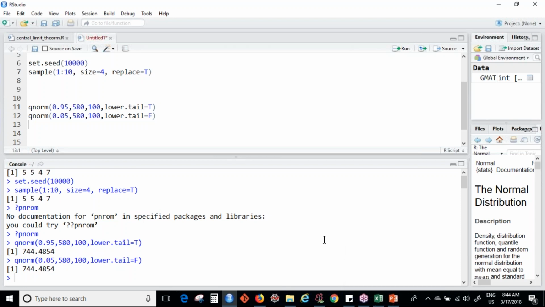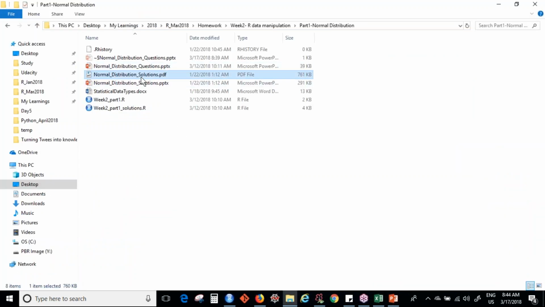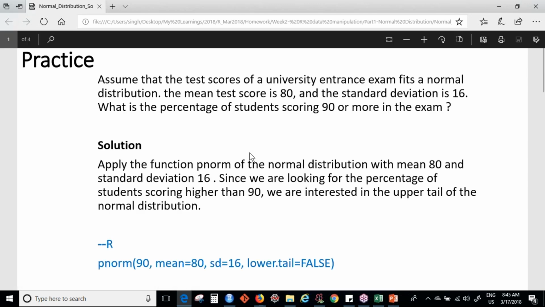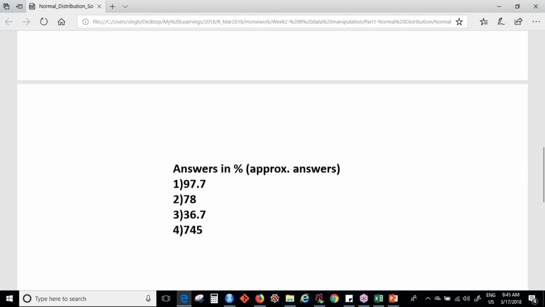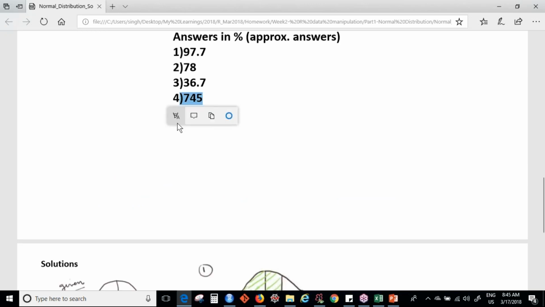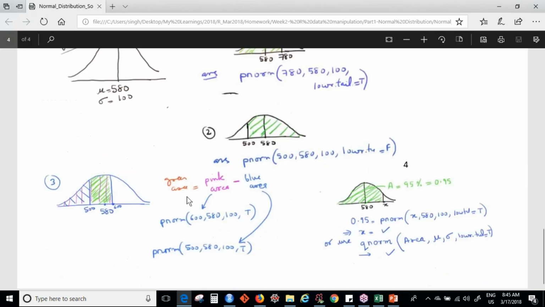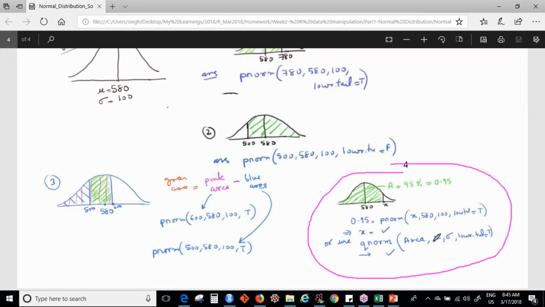Is that clear, Neha? And Saraswati, you must have gotten the same answer, right? Okay, I sent you the answers already. So if you open the solutions, this is what I would have done in the solutions. So 745 is the answer approximately. So question number 4, this one. Okay, so I have done the same thing. I have followed the first approach here. Okay, I have given both.